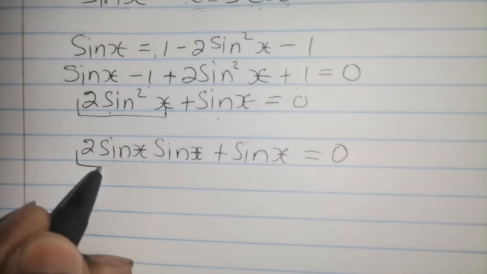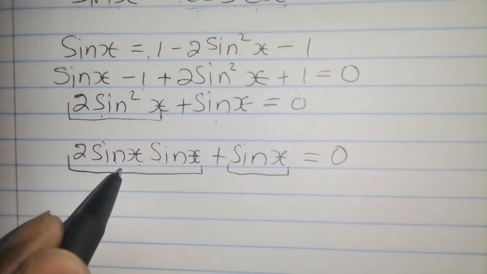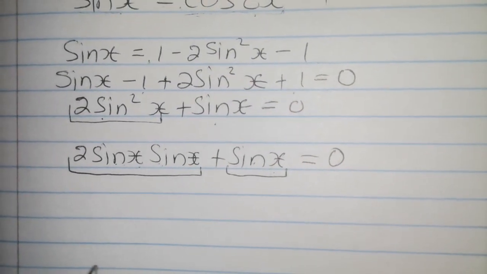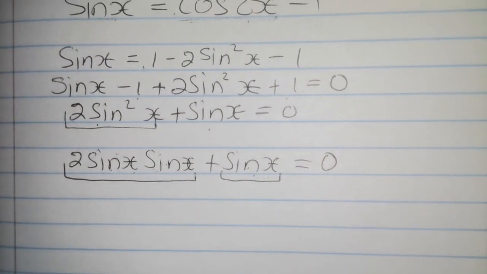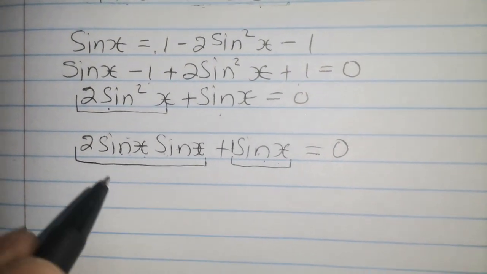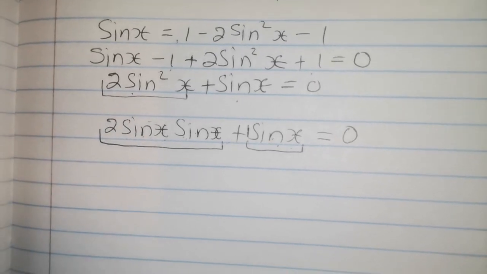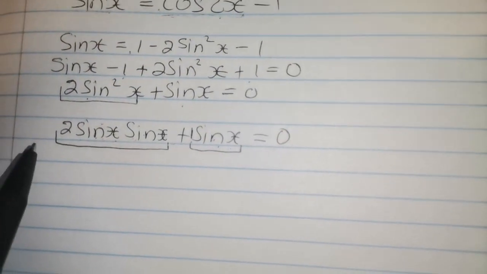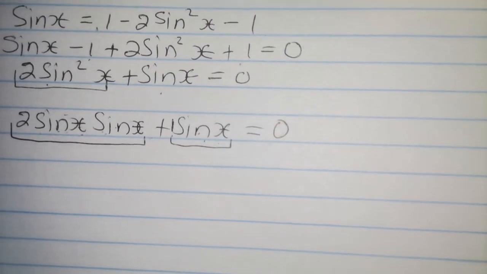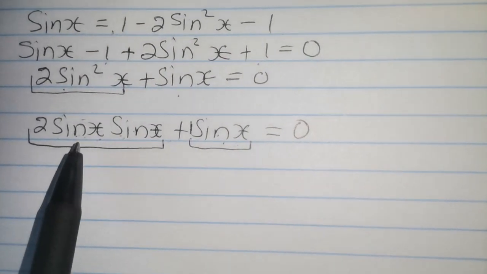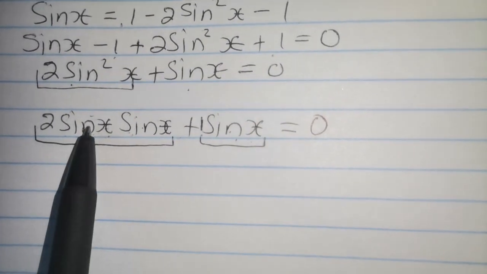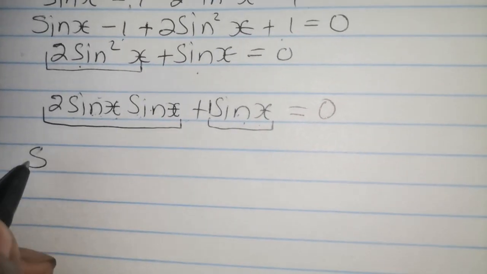Between these two, remember, we have term number 1 and term number 2. Between term number 1 and term number 2, which term is common? Which factor is common between sine x and sine x? Between these two terms, which factor is common? It is sine x. Therefore, sine x is the common factor, and we take it outside.